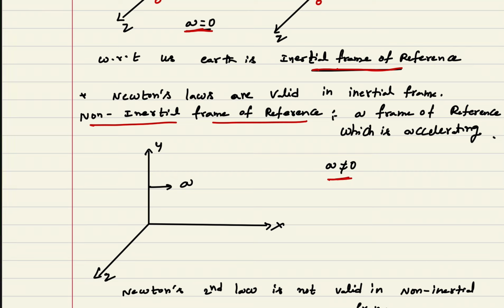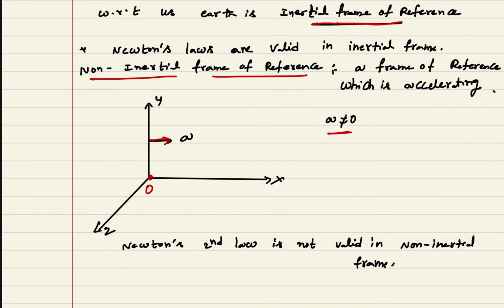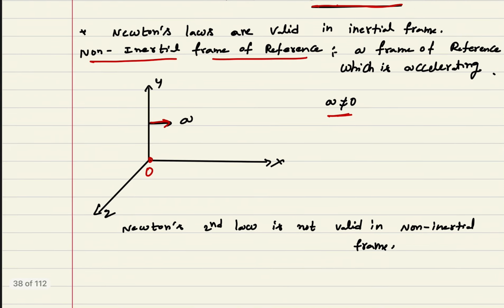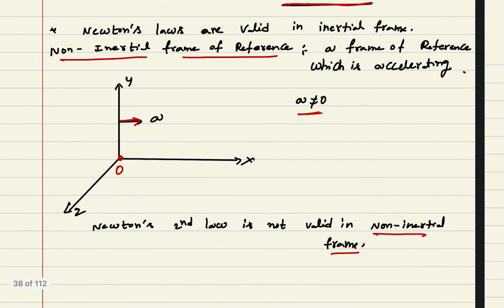Non-inertial frame of reference: a frame of reference which is accelerating, that is, whose acceleration is non-zero. Such a frame is called a non-inertial frame of reference. Here I have taken a frame of reference which is accelerating. It can be any moving lift, moving body, moving car, moving vehicle. If an observer is standing there, attaching a coordinate system, that frame is a non-inertial frame of reference. Newton's second law is not valid in a non-inertial frame of reference. Why it is not valid, we'll see now.